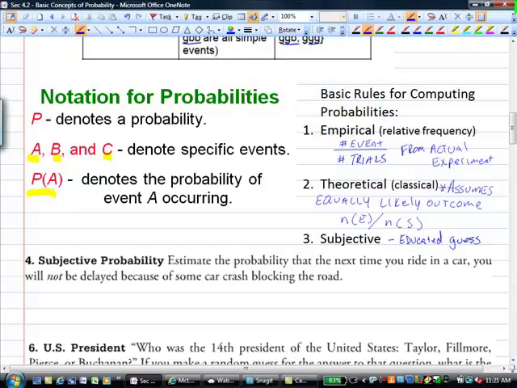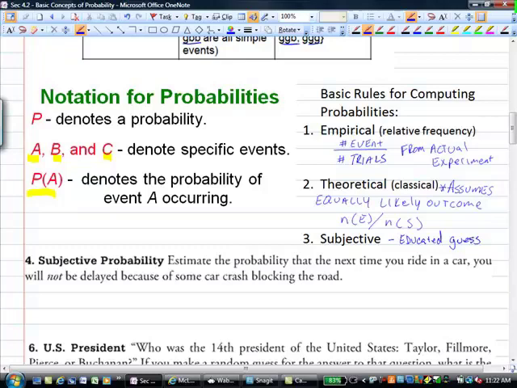So they assigned a 60 or 80% chance of rain. But it's an educated guess based on models. Number 4 here is actually a problem out of your book, and it is a subjective probability. I want you guys to take a minute and do this. It asks us to estimate the probability that the next time you ride in a car, you will not be delayed because of some car crash blocking the road. You will not be delayed by a car crash. Do you think that probability would be high or low?